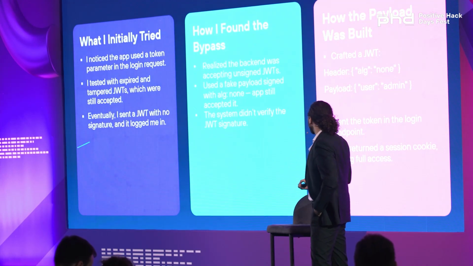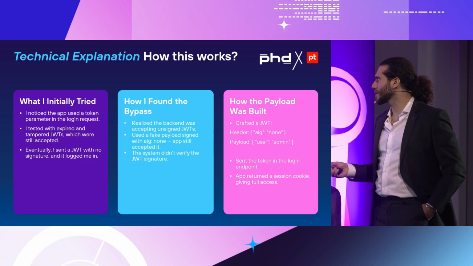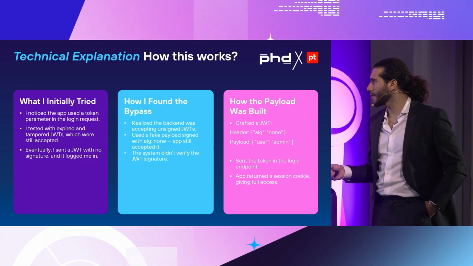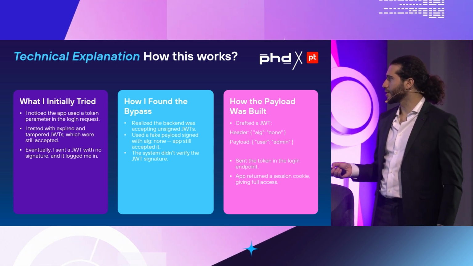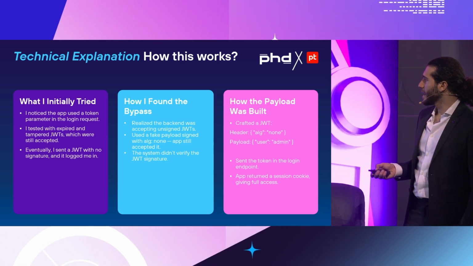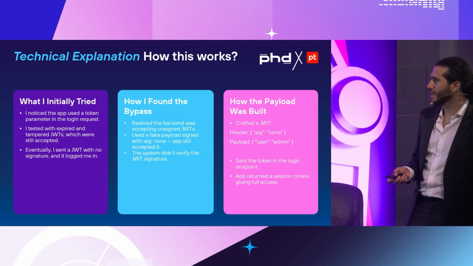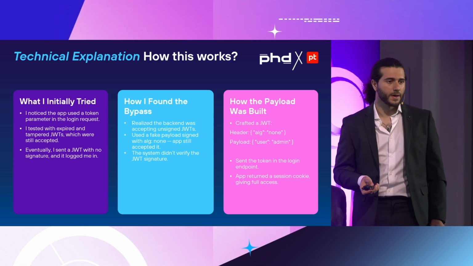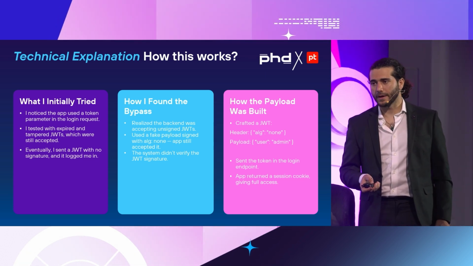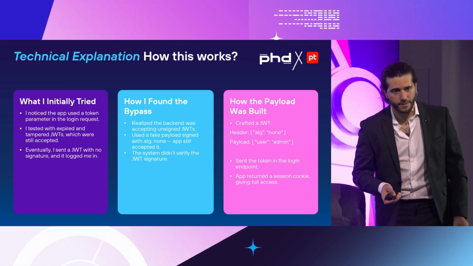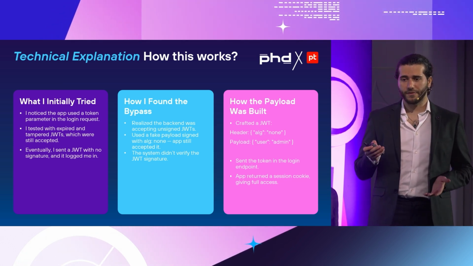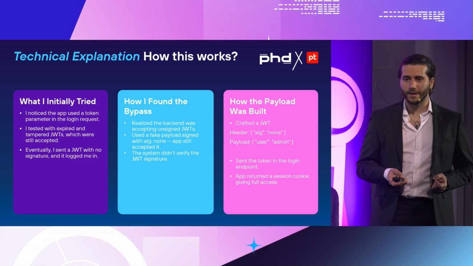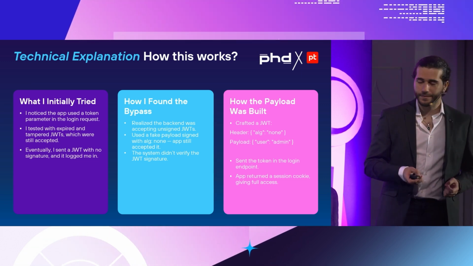So what I initially tried, I noticed the application used a token parameter in the login request. I tested with expired and tampered JWTs, which were still accepted. Eventually, I sent a JWT with no signature, and it let me log in. So this is also a common vulnerability that we can see on some applications when the authentication flow is not well written and not well secured.